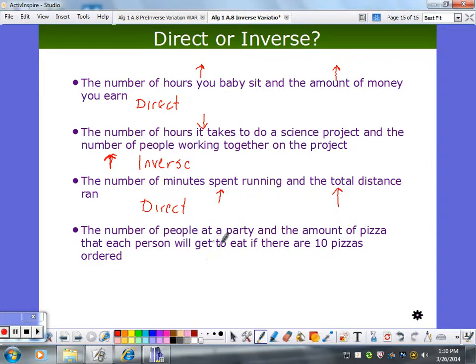The number of people at a party and the amount of pizza that each person will get to eat. So think about that. What do you think, Andrew? Inverse, how come? Yeah, so when it comes to food, this guy's right on. That's important, right? So let's say there's 10 people and you've got 10 pizzas. How many pizzas do you get? Yeah, a whole pizza. What if 20 people show up? Increase the number of people. Half a pizza, the amount you get goes down.